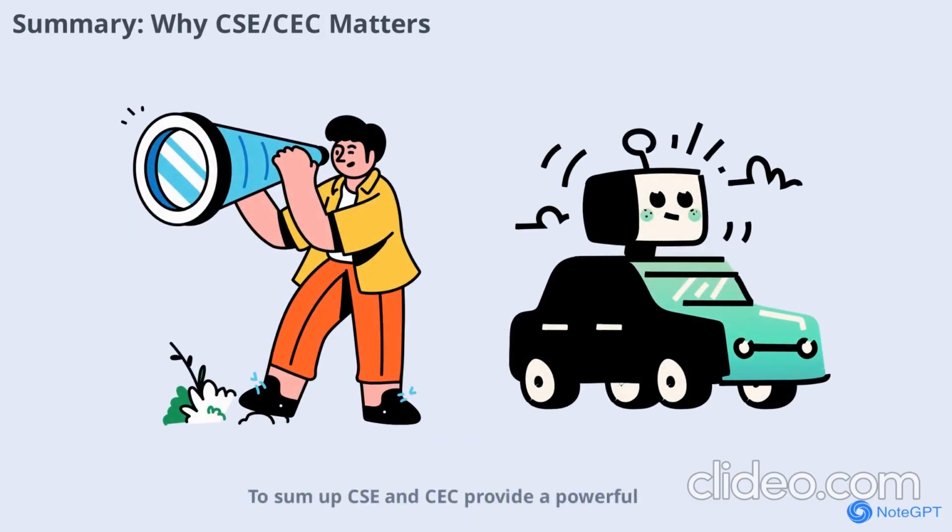To sum up, CSE and CEC provide a powerful, unifying framework for understanding and designing complex systems. By treating imbalance as a field and control as a local energy or gain, we can create systems that are robust, efficient, and adaptable. This approach bridges neuroscience, physics, engineering, and beyond, offering new insights and practical tools for the next generation of intelligent systems.